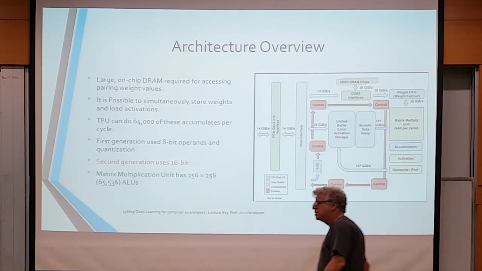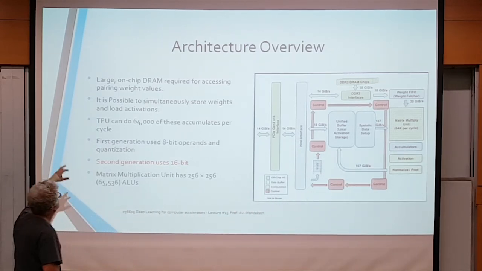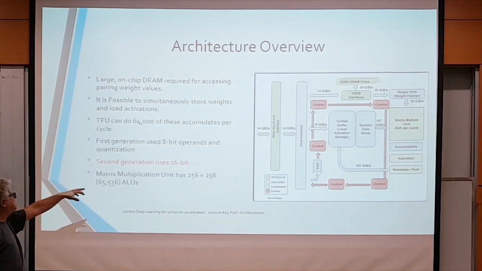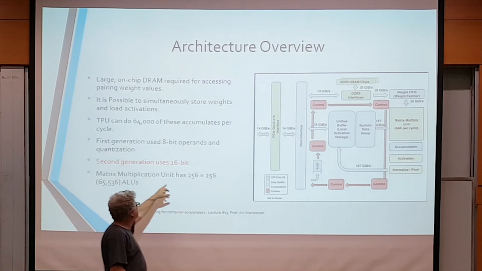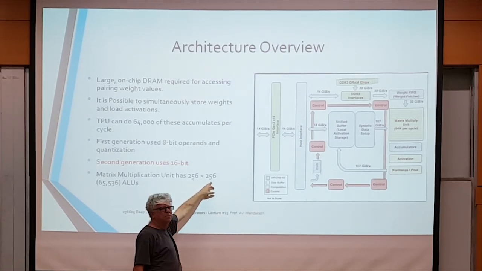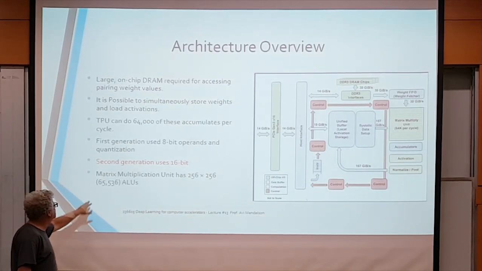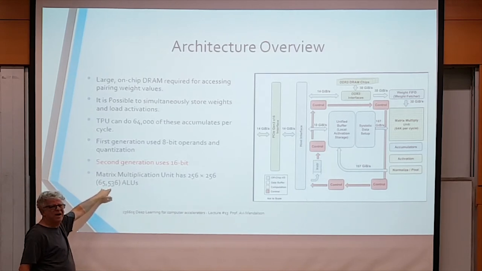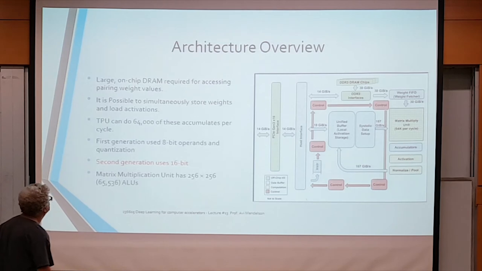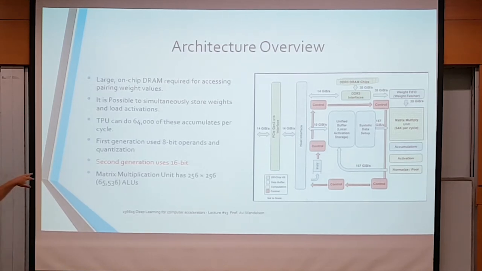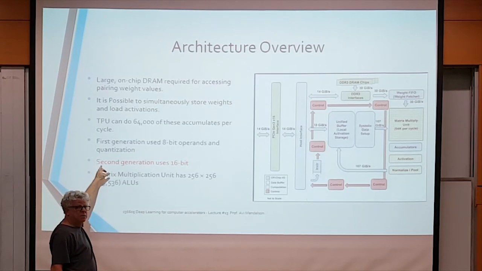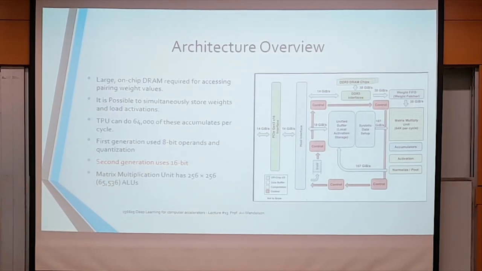So, this is the general structure of it, and you see that it has a multiplying unit which can do operations on 256 by 256 matrices, which is huge. This means that they have around 64K ALUs in the system, and they are using 8-bit operations. In the second generation, they shift to 16 bits. Again, the assumption is that this is not integer, but a kind of floating point. We'll see a little bit more detail.